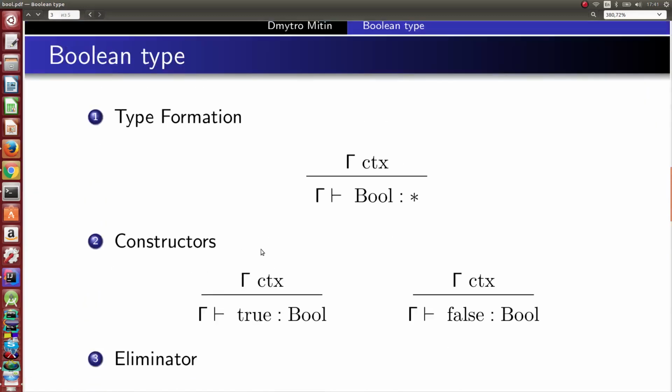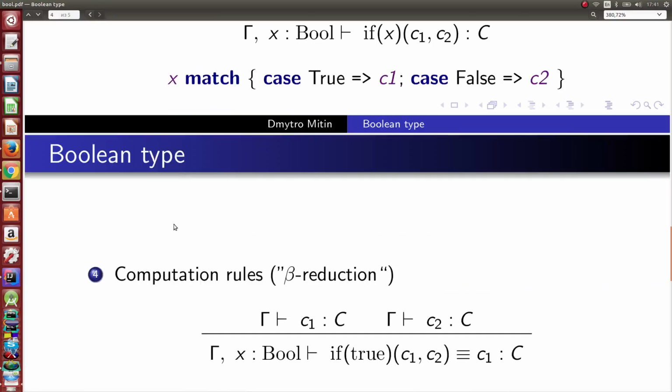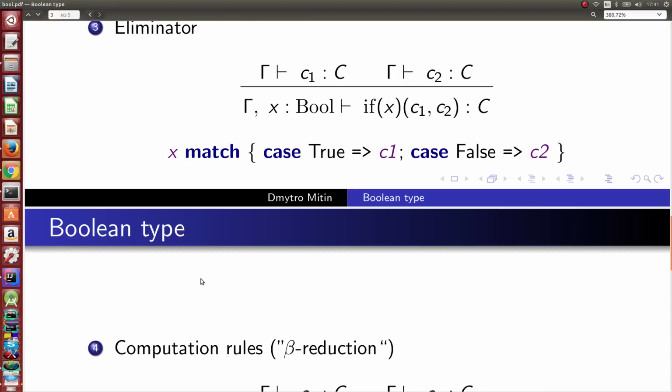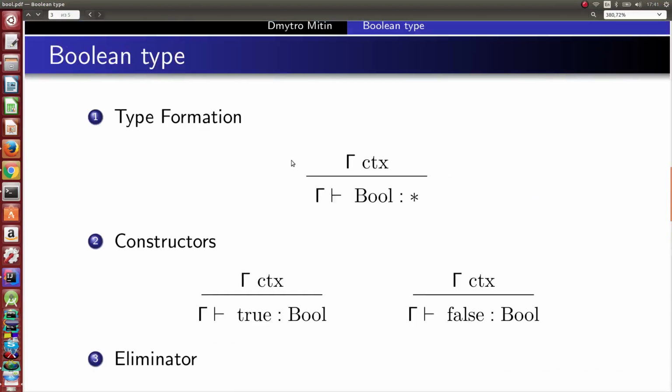Okay, so to define Boolean type in type theory, as usual we can specify a type formation rule, constructor rule, eliminator rule, computation rules, and uniqueness principle. So type formation rule states that in every context gamma, Bool is a type. I recall that context can be considered as information about types of variables. Let's say variable a has type A capital, variable b has type B capital, and so on. So Bool is a type.